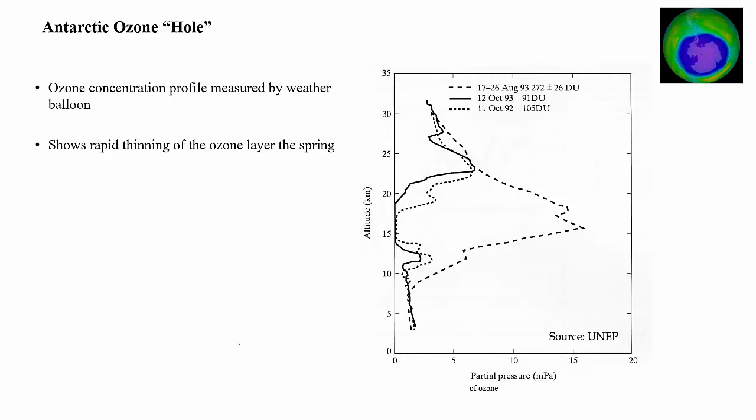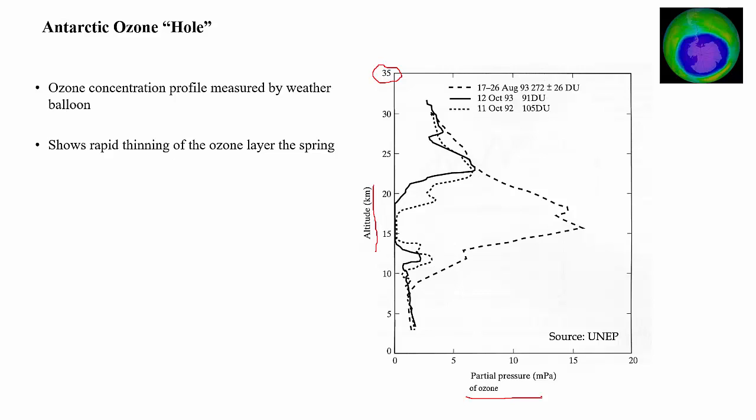This slide shows the actual formation of the hole in terms of measurements. These are measurements of the ozone concentration with altitude over the South Pole. As I said, they could be obtained. I think these are obtained with a weather balloon. So what we have here is altitude going from ground level up to 35 kilometers, and on the horizontal axis we have what's called partial pressure of ozone, but just think of it as ozone concentration.